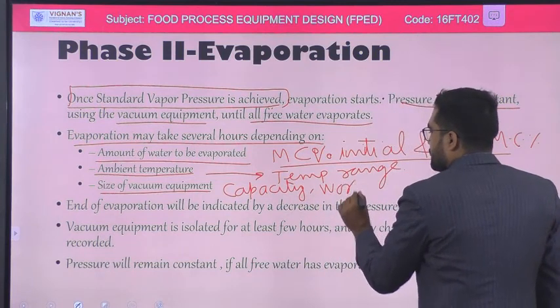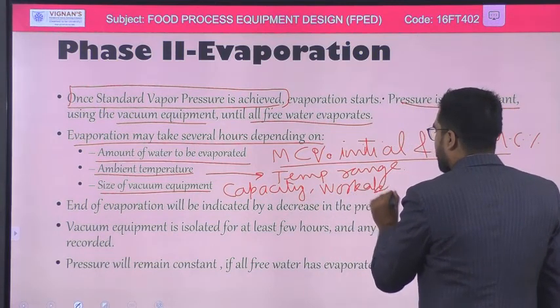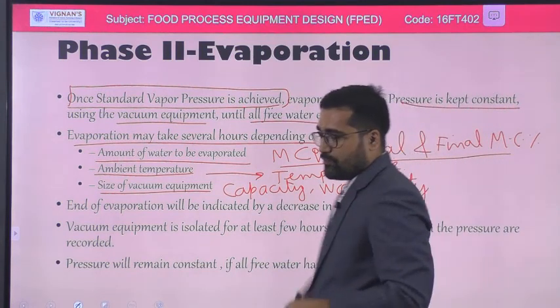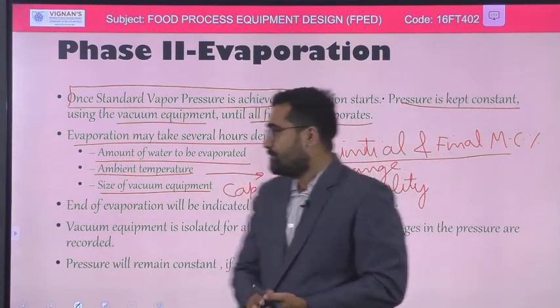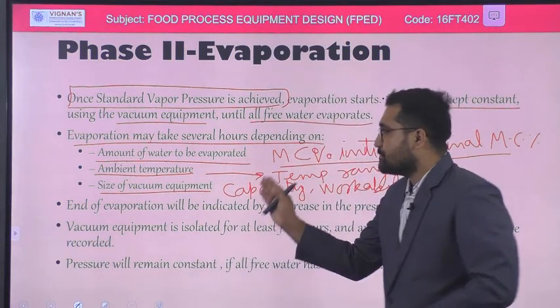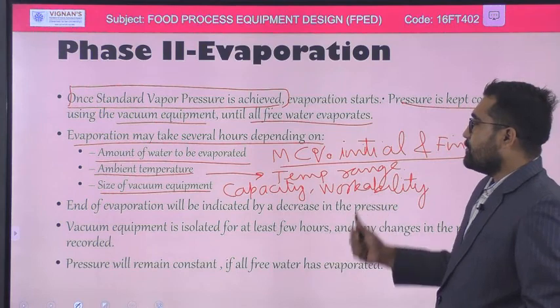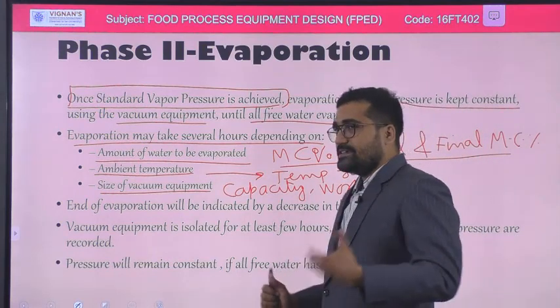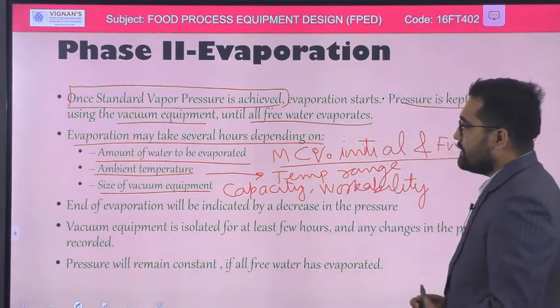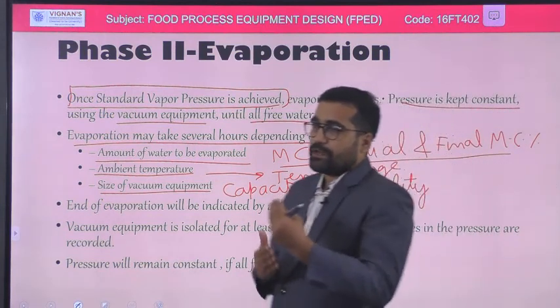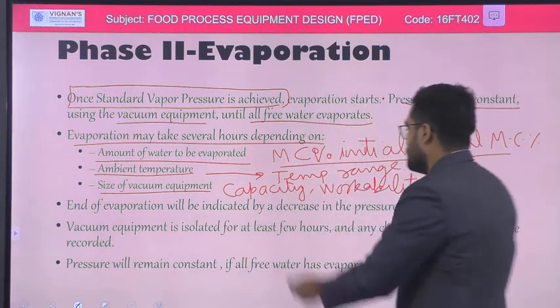workability means how much vacuum we can achieve inside the chamber. That depends upon these things. And at the end, the evaporation will indicate the decrease in the pressure. Okay, when the evaporation occurs, what will happen? The pressure decreases inside the chamber.